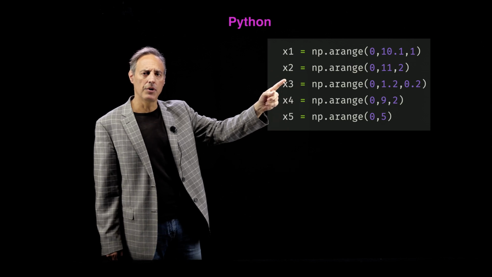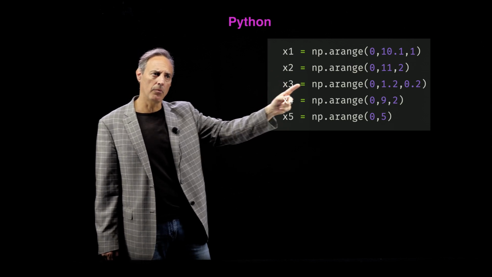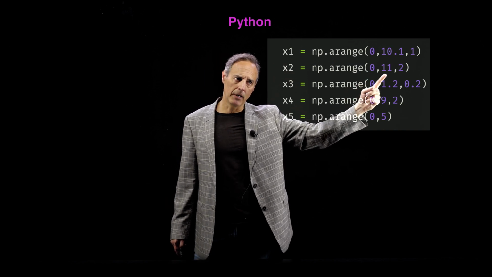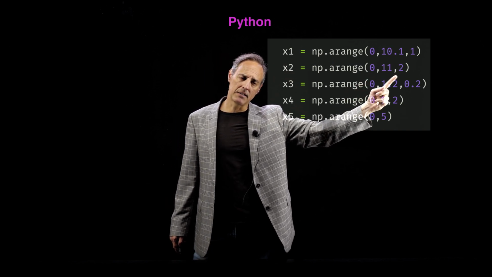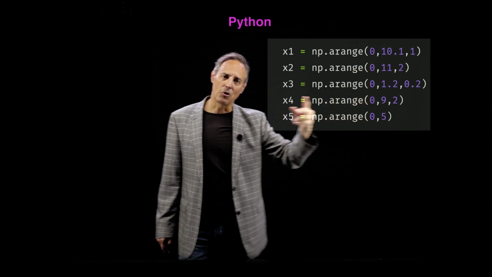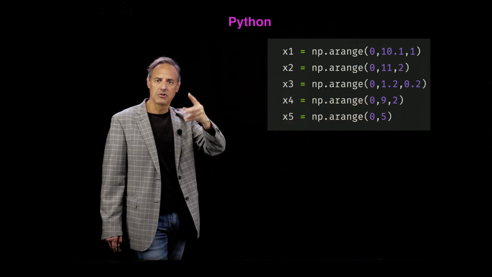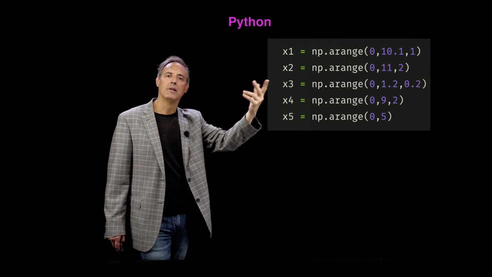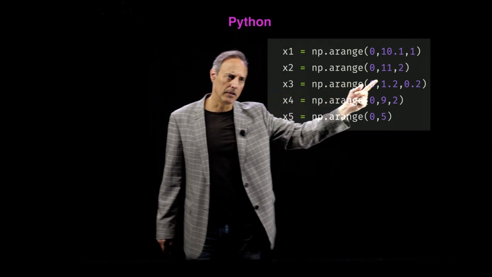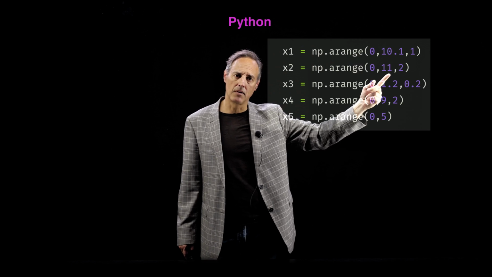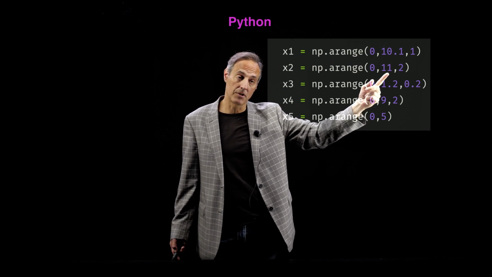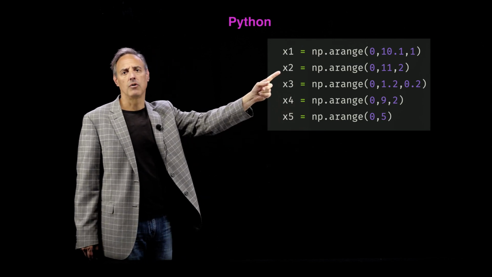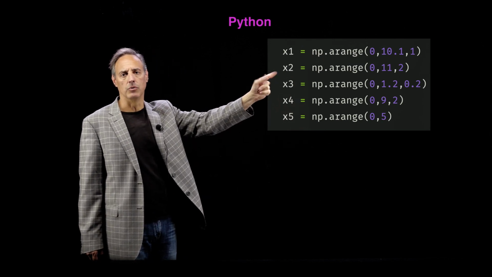Let's talk about x2 here. x2 now is np.arange. Again, start point 0, end point 11, and what this says is take steps of 2. So now it's going to go 0, 2, 4, 6, 8, 10. 11 is the big number here, so it's not going to go past this; 12 would be the next number. It does not include it, so it stops at 10. So this now makes a vector going from 0 all the way to 10 in steps of 2.